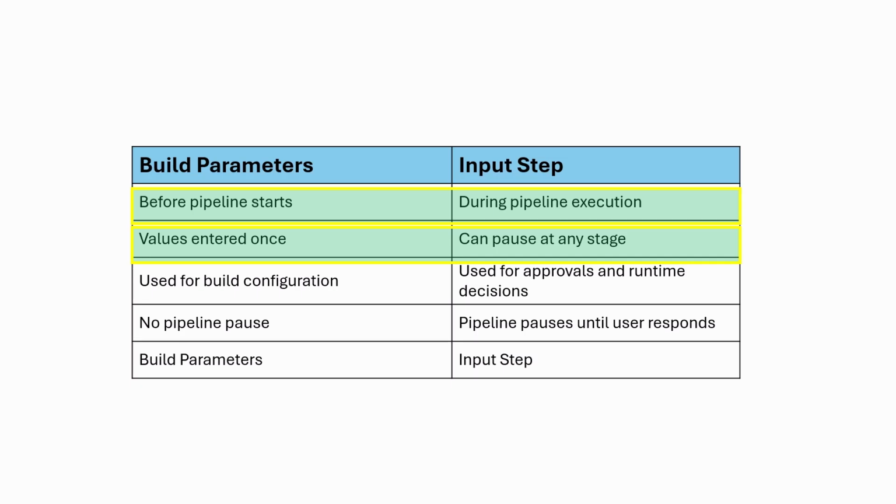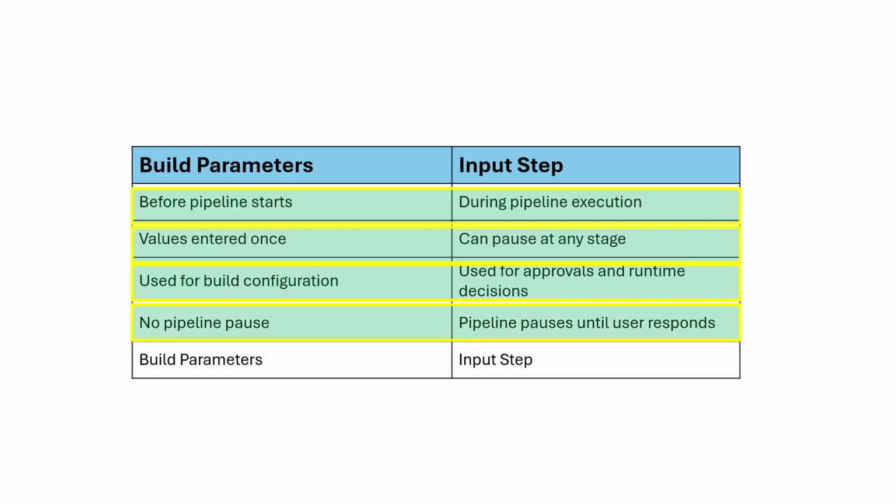Whenever human approval or additional information is required at a particular stage, especially before deployment to production, the input step provides a safe and interactive way to pause the pipeline and wait for user action. This makes Jenkins pipeline suitable not only for fully automated CI/CD workflows, but also for controlled release processes where human intervention is required. So far we have been writing declarative pipeline.